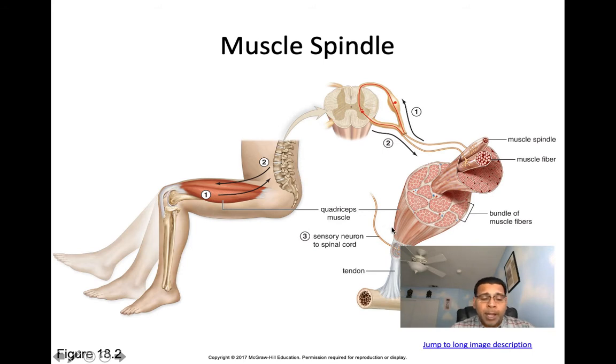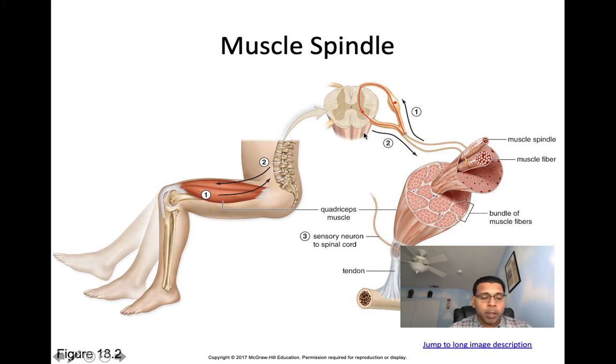Now, when muscle fibers are going to be stretched, muscle spindles send sensory nerve impulses to the spinal cord. Then motor nerve impulses from the spinal cord are going to result in muscle fiber contractions so that muscle tone is maintained.